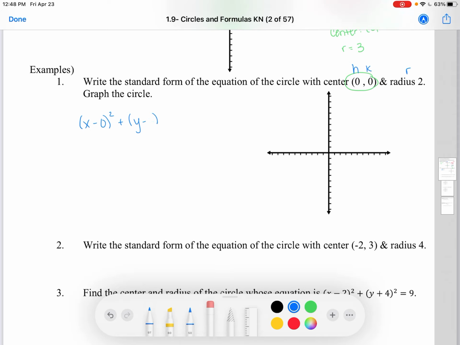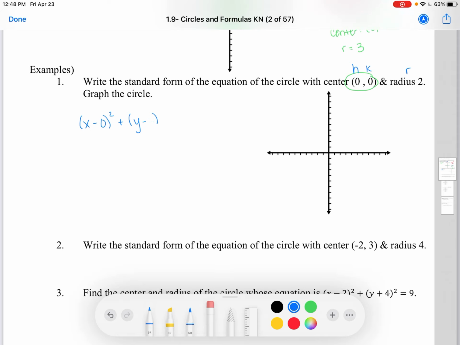When I go to graph it, again, labeling my center, I don't need a point necessarily, but I just got to know where I'm starting from. And then my radius is going to be exactly 2 units to the right, 2 units up top, 2 units to the left, and 2 units down below, creating a circle.